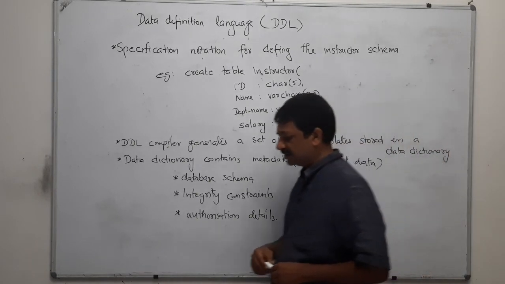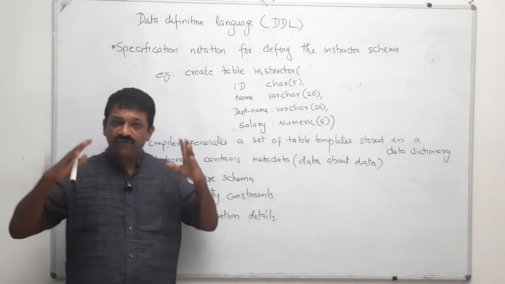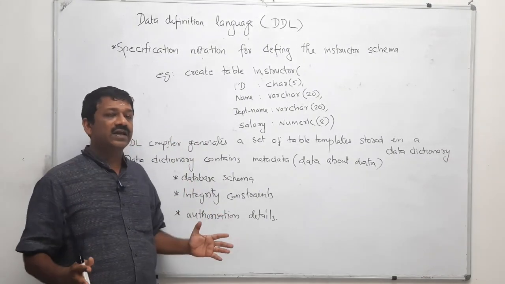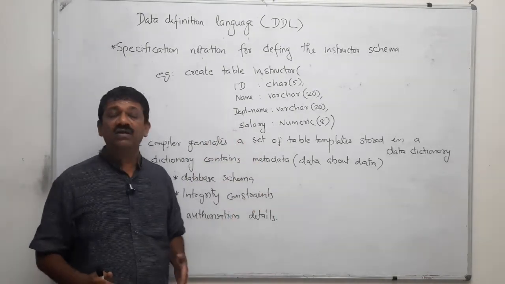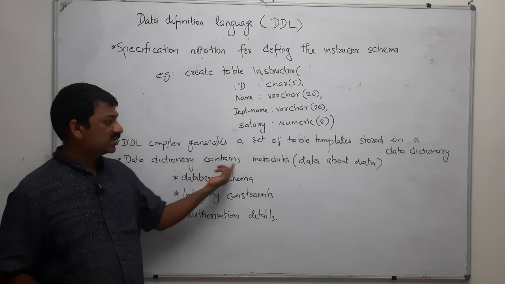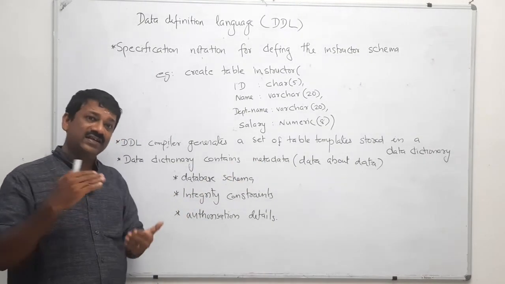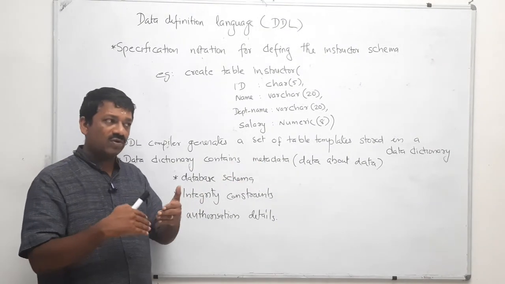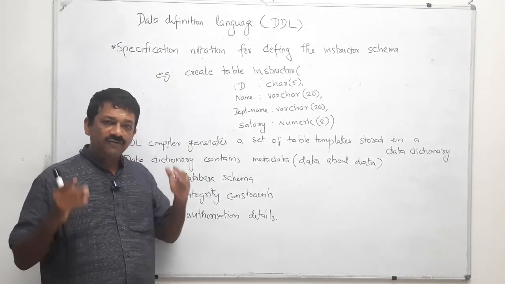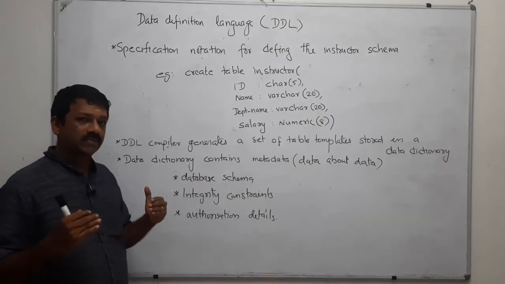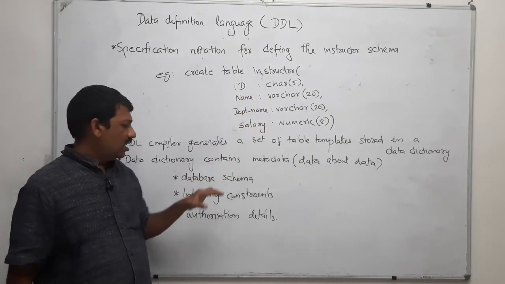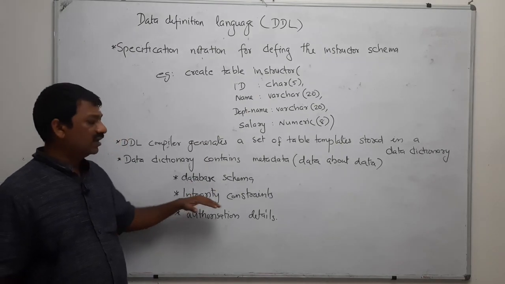What do you mean by data dictionary? That means every detail regarding a particular database is stored in another table called the data dictionary. That means the data dictionary contains metadata. Metadata means data about the data. For example, if you have a table, then for that table a schema is there. This is the schema, and apart from that, what are the integrity constraints?